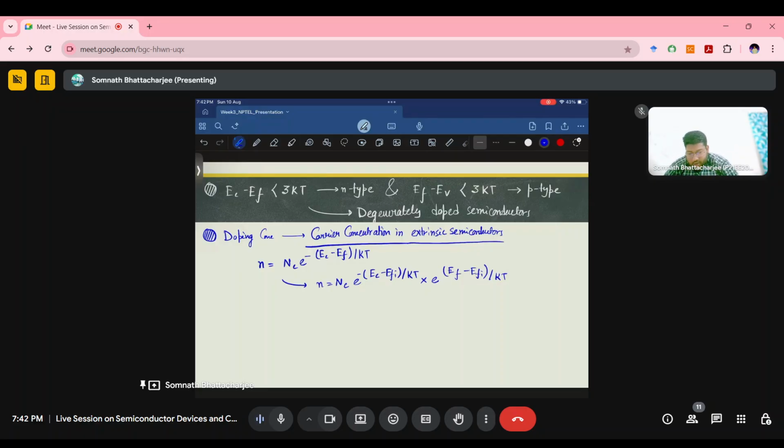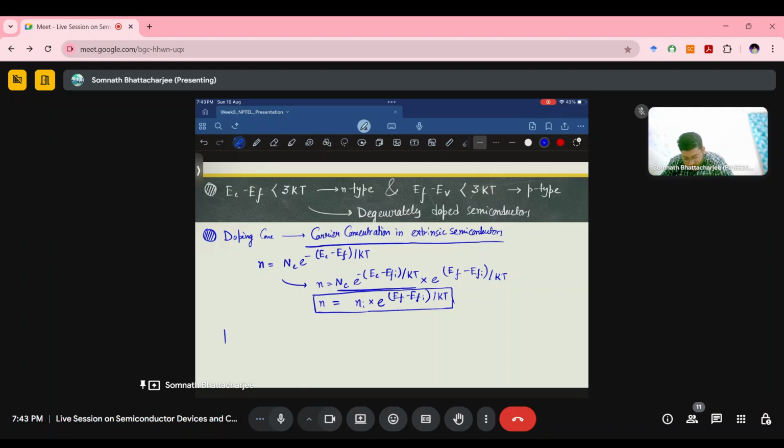So we can divide the terms into these two terms, and based on this, the first term is nothing but ni, and then e to the power of Ef, that is the Fermi level right now, minus EFi, that is the Fermi level when this was an intrinsic material. So right now the electron concentration is the multiplication of the change in the Fermi levels and the intrinsic carrier concentration.